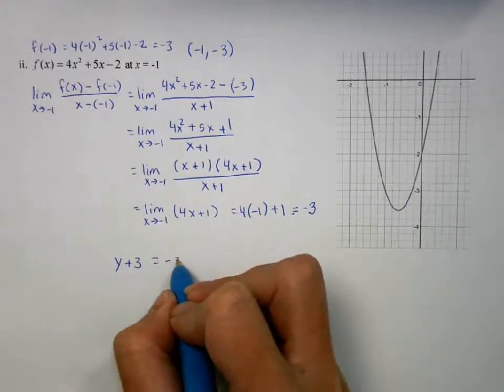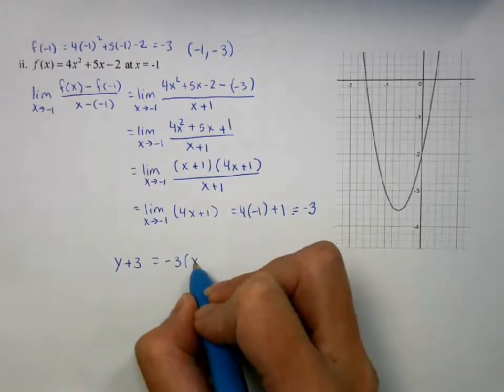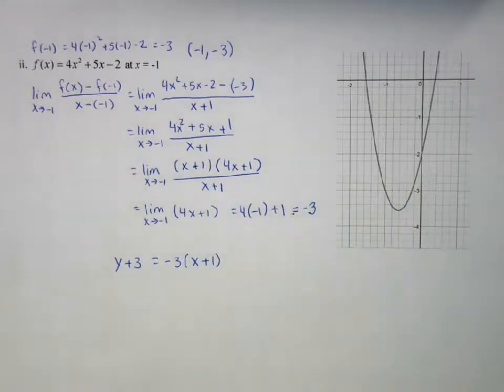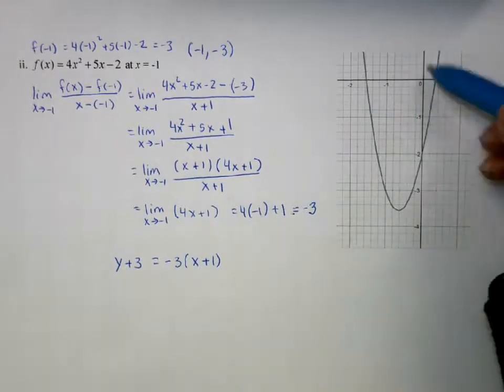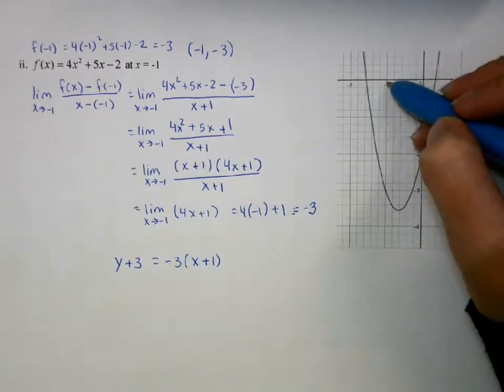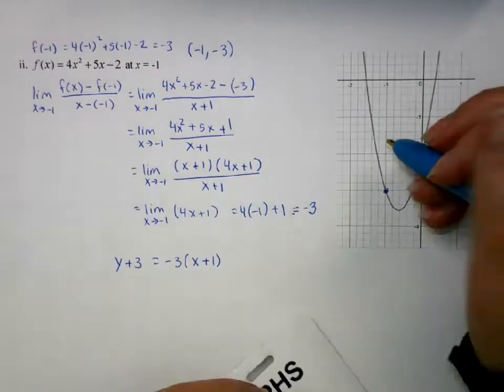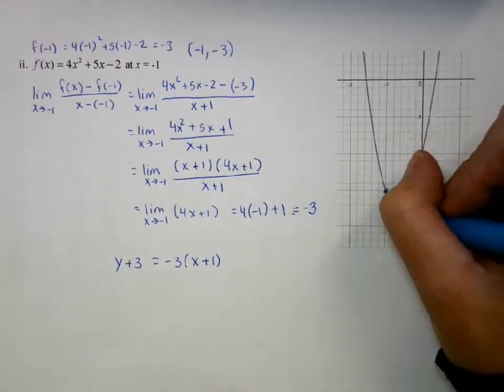When x is -1, so watch the scale on this graph. So there's -1, there's -3. So we have a slope of -3. So there's our tangent line.